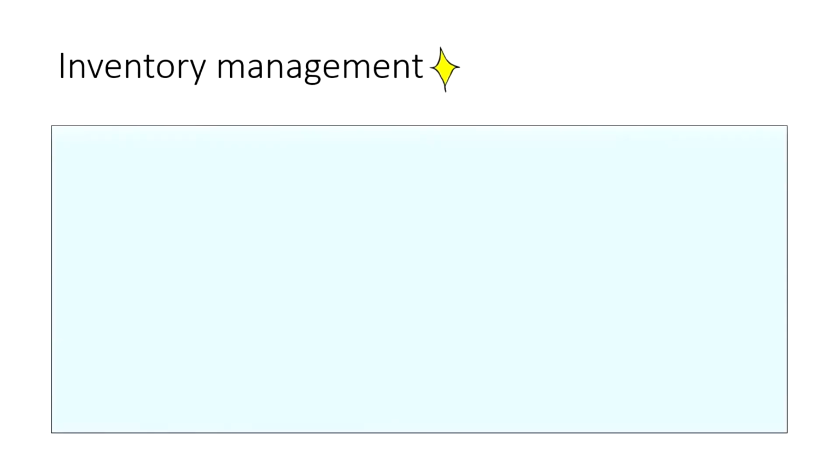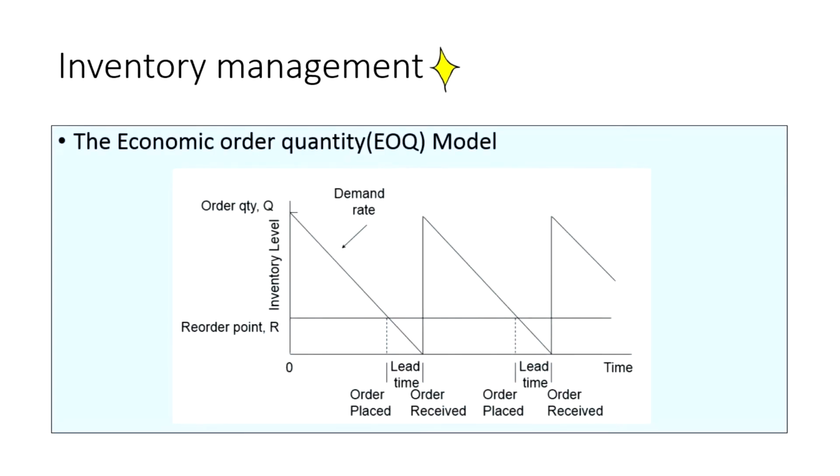Look at the graph here. This is the basic concept of economic order quantity, or EOQ. The y-axis represents the inventory level and the x-axis represents time. At time equal to 0, you can see that inventory level equals Q.